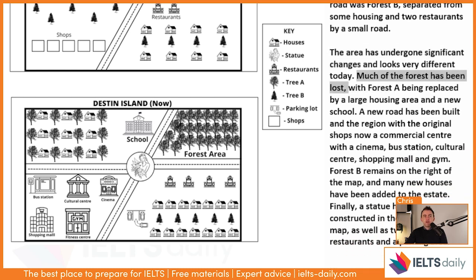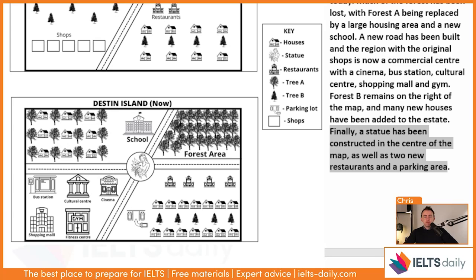Much of the forest has been lost, with Forest A being replaced by a large housing area and a new school. A new road has been built, and the region with the original shops, now a commercial centre. It's correct, but it doesn't sound great. And the region with the original shops is now a commercial centre, I'd say. Is now a commercial centre with a cinema, bus station, cultural centre, shopping mall and gym. Forest B remains on the right side of the map, and many new houses have been added to the estate. Finally, a statue has been constructed in the centre of the map, as well as two new restaurants and a parking area. Oops, sorry, you can't see that.